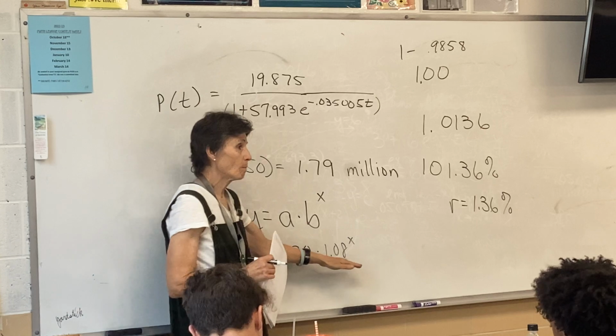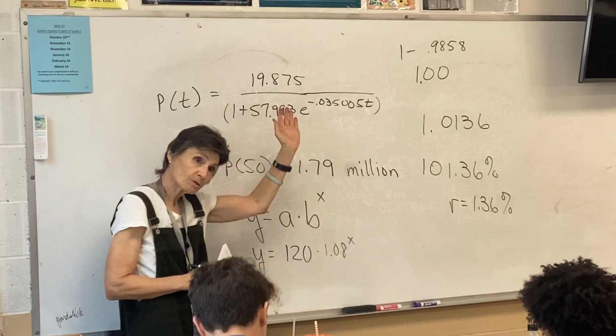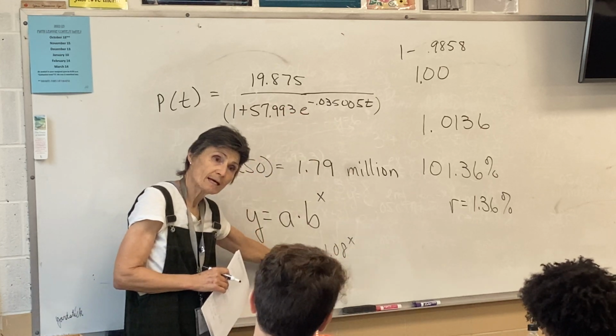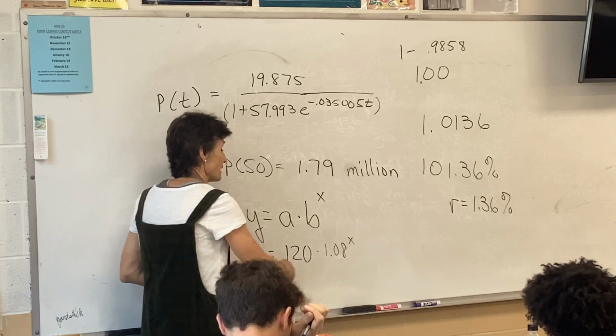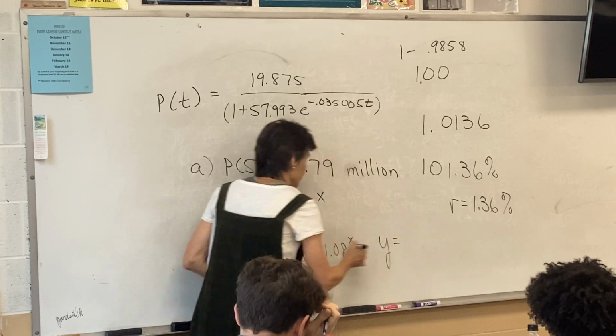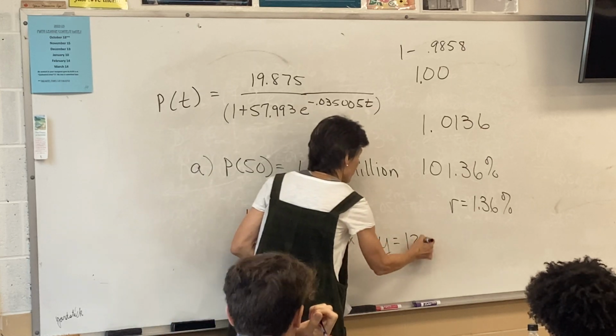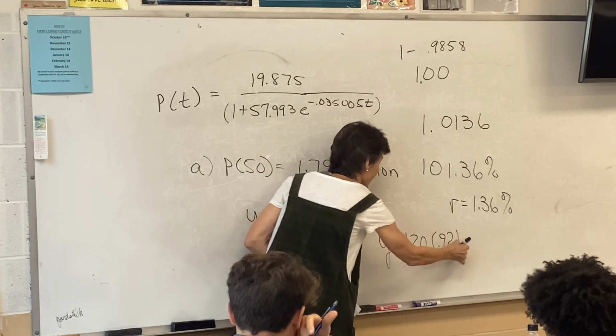However much you're more than 1 is your growth rate, however much you're less than 1 is your decay rate. So what would this look like if it were decaying 8%? 0.92. 120 times 0.92 to the x.